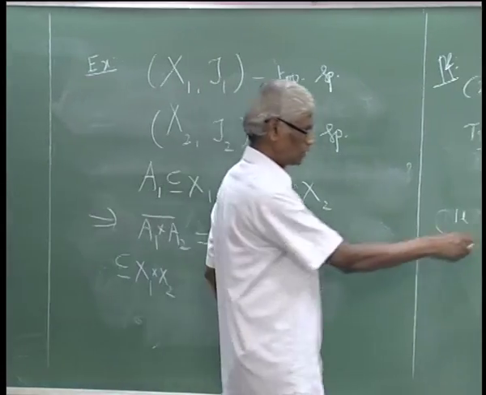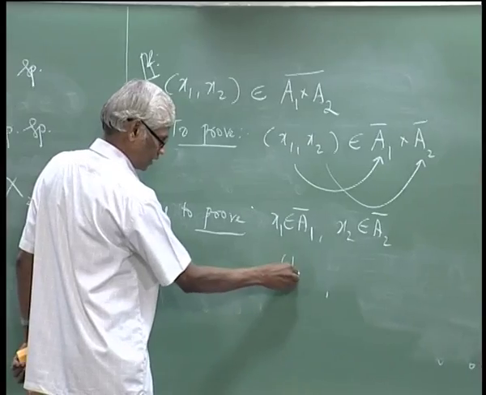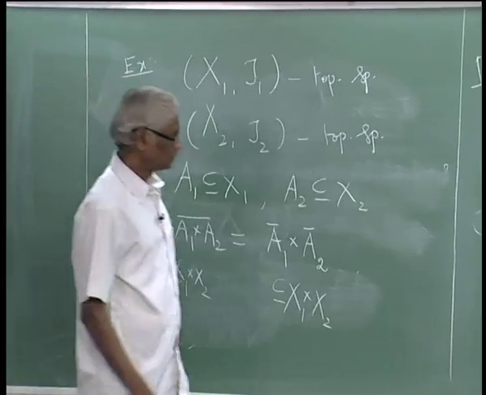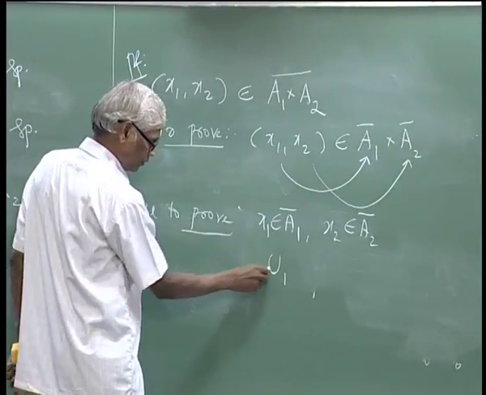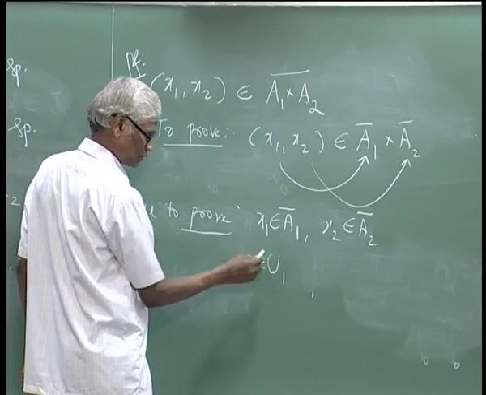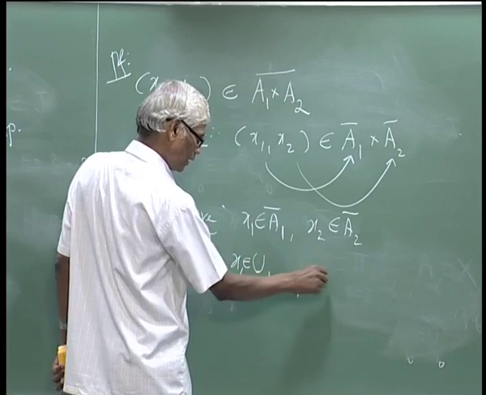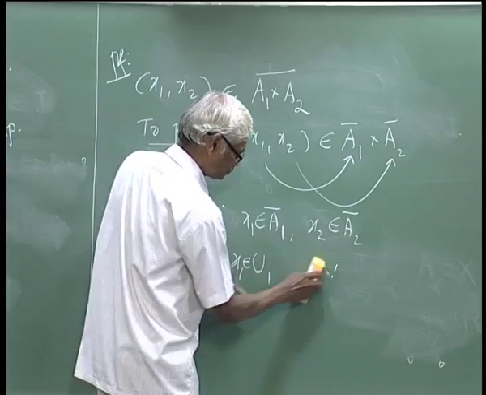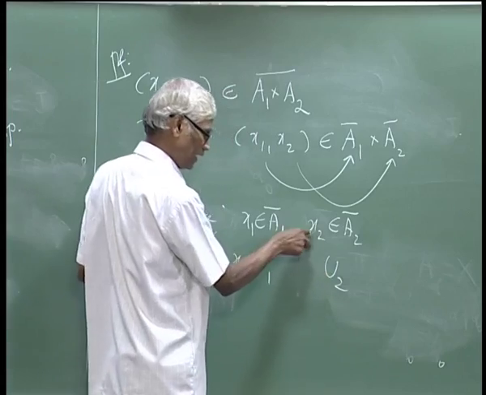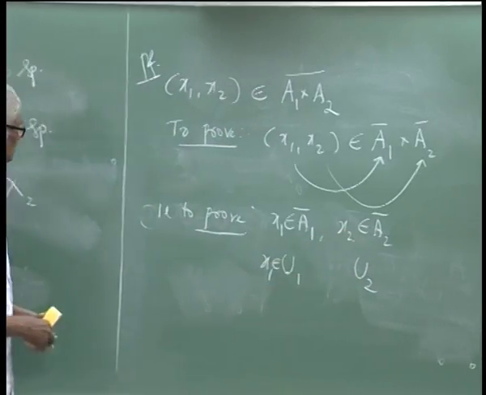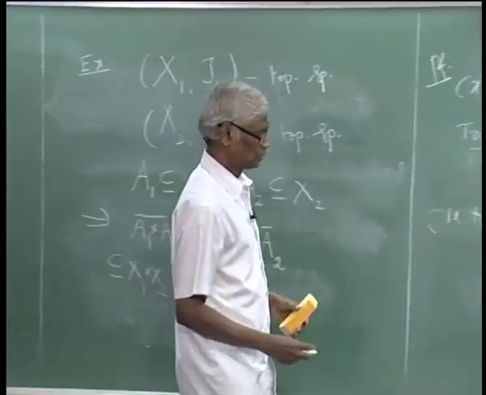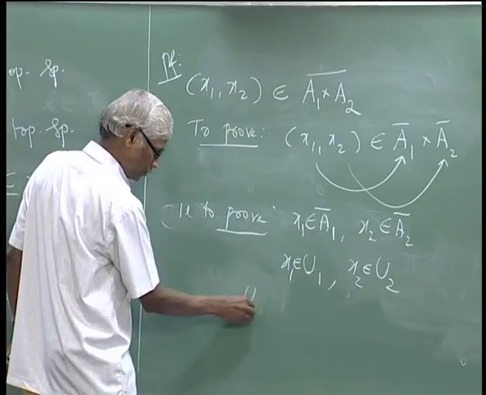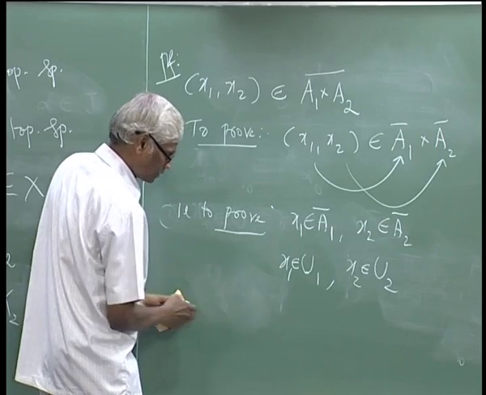So, take an open set U_1 in our topological space X_1 containing x_1. Similarly, take an open set U_2 containing x_2, that is an open set in our topological space X_2. So, this we have taken. Then consider this U_1 cross U_2.